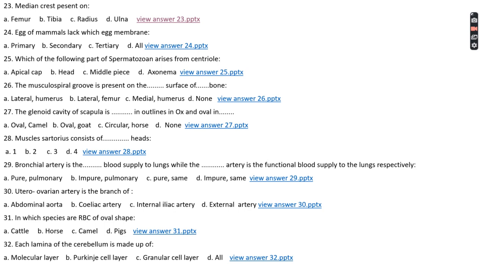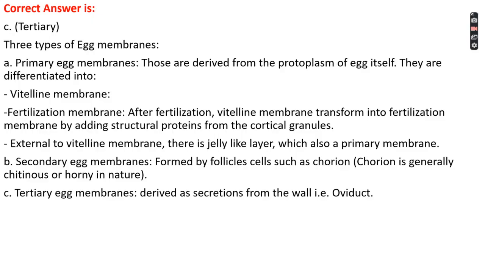Question number 24. The egg of mammals lacks which egg membrane? Option A primary, option B secondary, option C tertiary, option D all. The right answer is option C, that is tertiary. If we see the egg, we find there are three types of egg membranes: primary, secondary, and tertiary egg membranes.